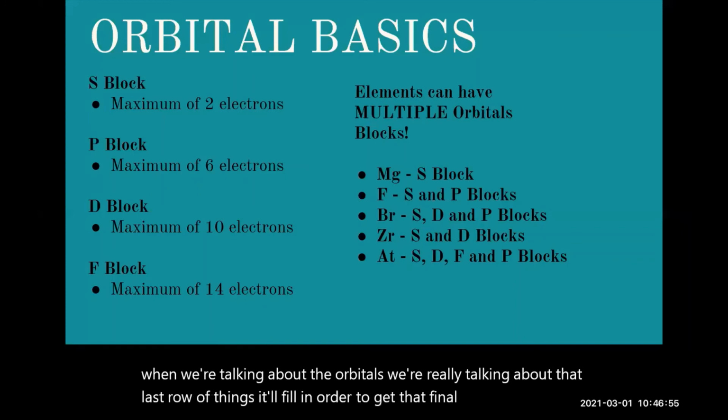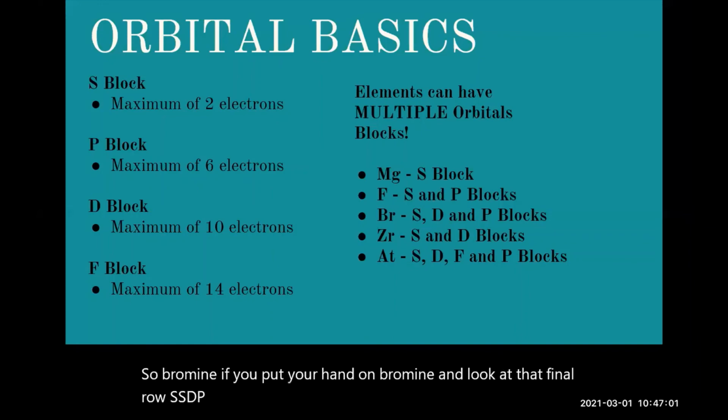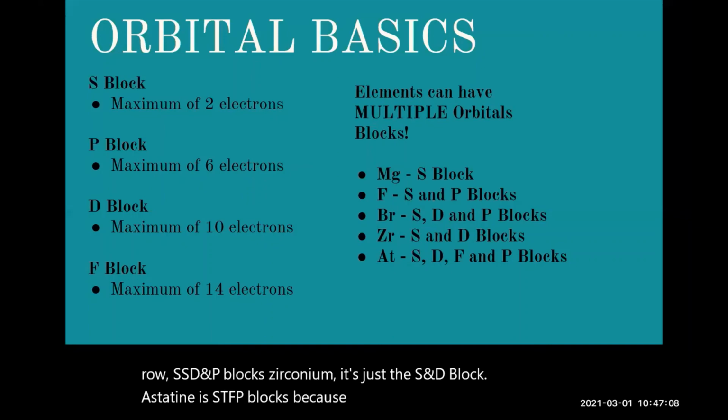So bromine, if you put your hand on bromine and look at that final row, it's S, D, and P blocks. Zirconium is just the S and D block. Astatine is S, D, F, and P blocks because of how they fill and bounce around.